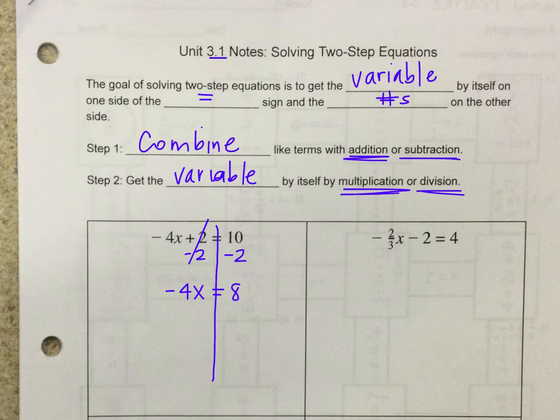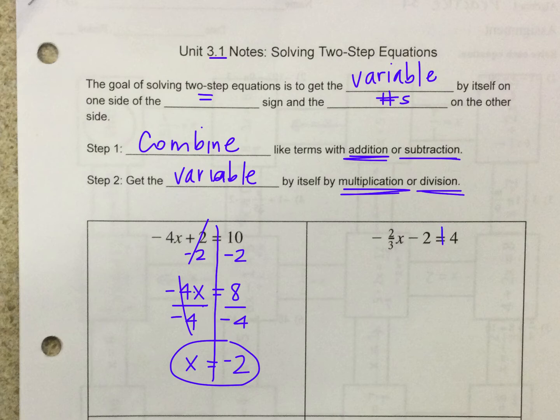All right, step one done, check. Now I need to do step two. Well, what's going on between the negative 4 and x? I don't see anything. When I don't see anything, I know it's being multiplied, so I know I do the opposite. So that'll mark out. I'm left with x equals negative 2, and that's my answer.